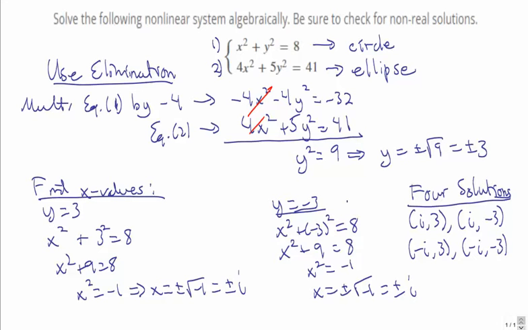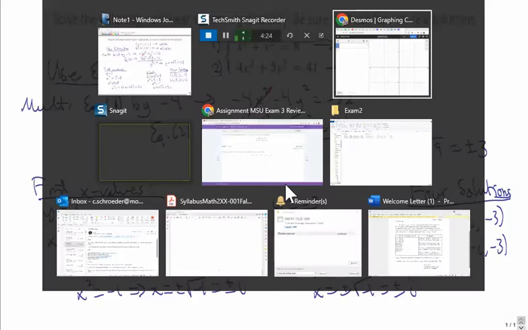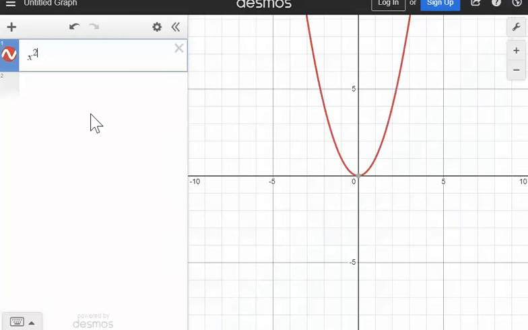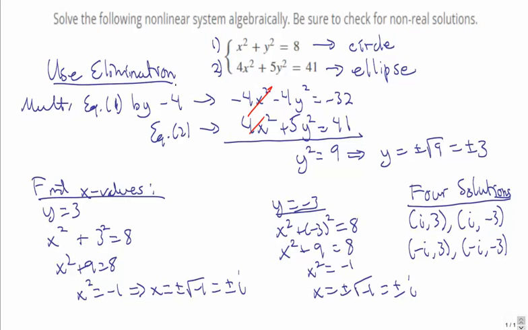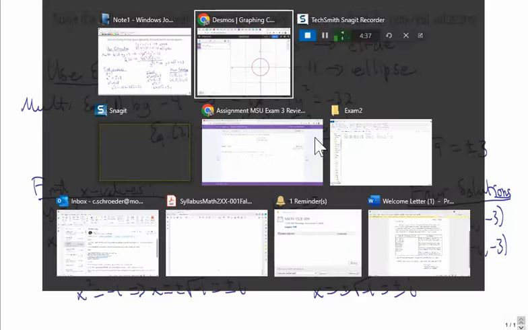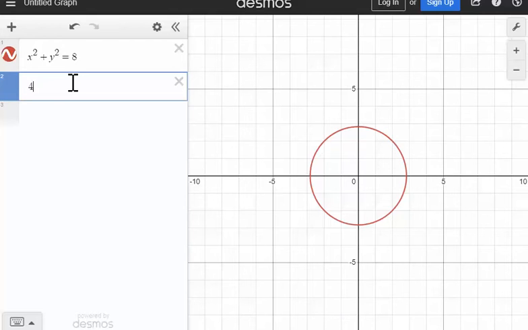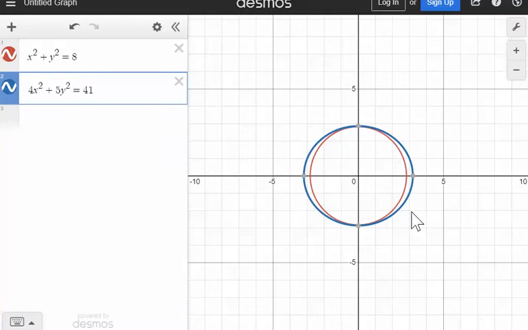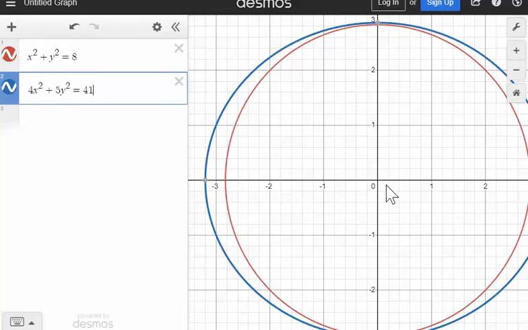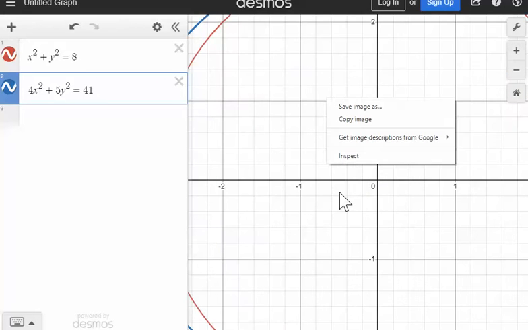And we can show that as well. If we go to a graphing calculator here on, say, Desmos, and put our equations in, here's x squared plus y squared equals 8. You can see that's a circle. It's a circle of radius square root of 8. And then let's look at our other equation, 4x squared plus 5y squared equals 41. And we'll see that these don't intersect at all. Well, if we zoom in real close here, it looks like they do. Man, look how close it is.